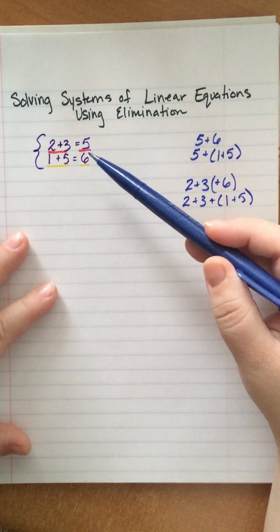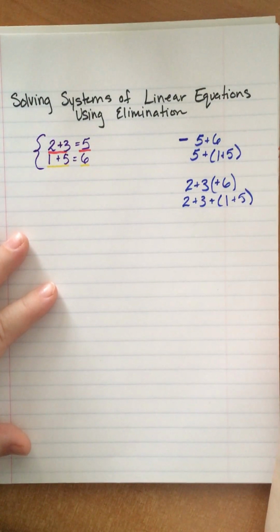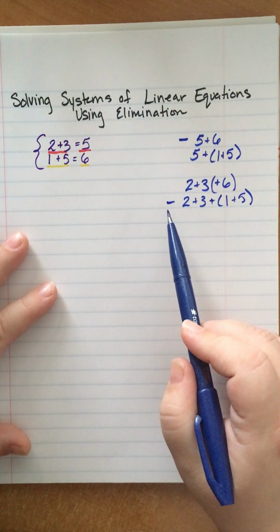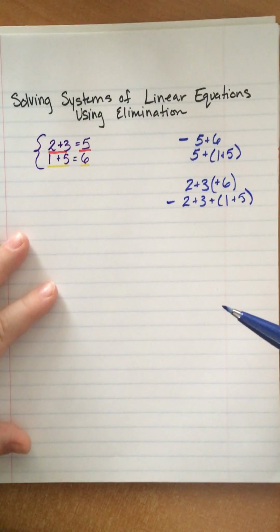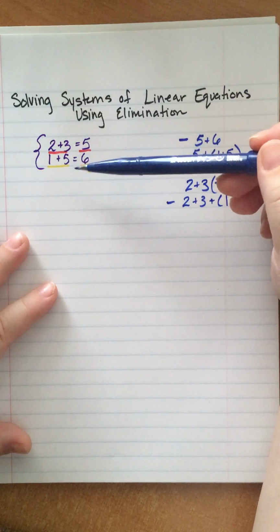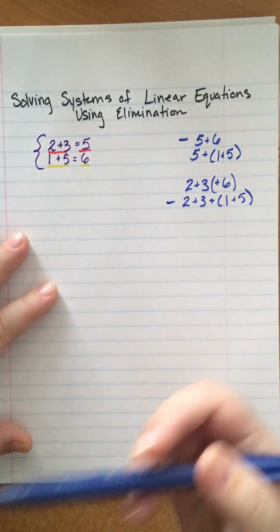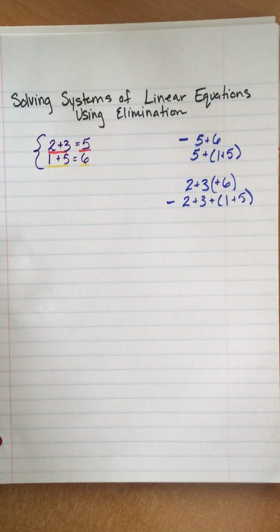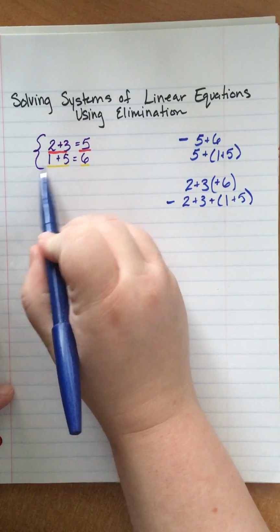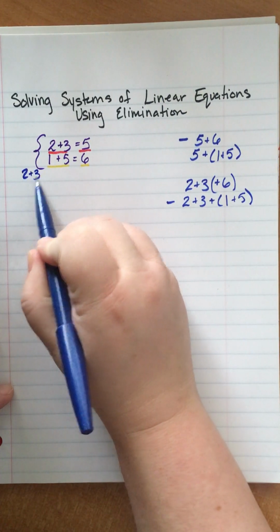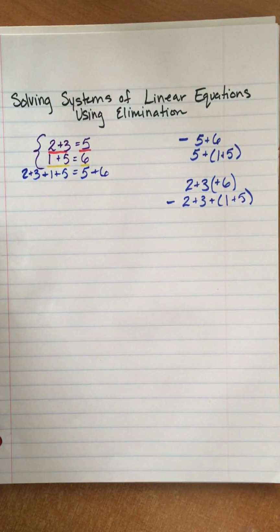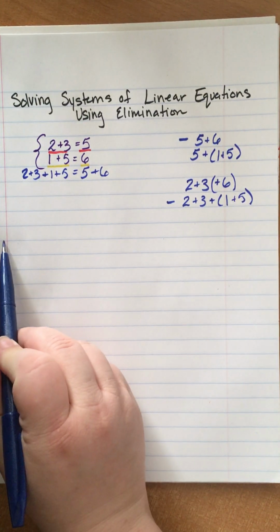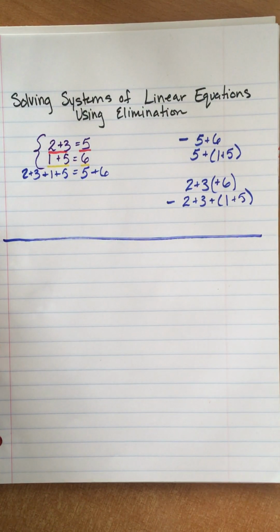And we know that because 6 plus 5 is 11, and 2 plus 3 plus 1 plus 5 is also 11. So this is the reasoning behind why this works, why we can just add these equations together and still end up with something that is equivalent. So I can still say, if I added these together, 2 plus 3 plus 1 plus 5 equals 5 plus 6. That is still true. All right, so let's apply this to an actual system of equations with variables we're going to try to solve for.